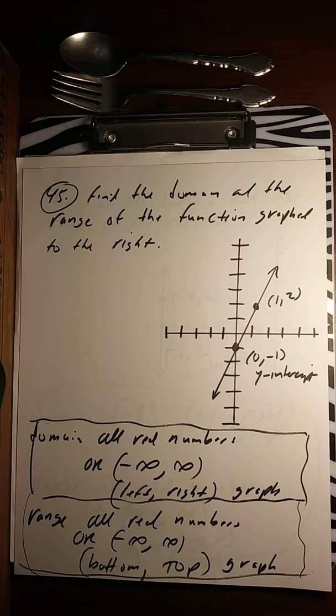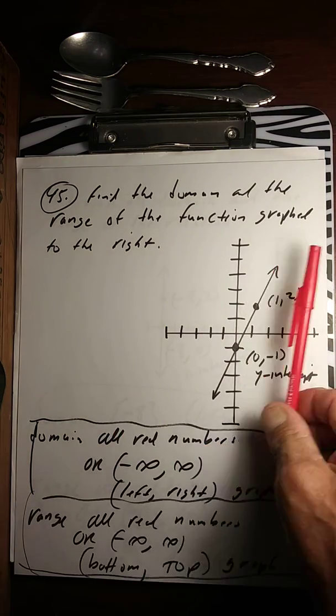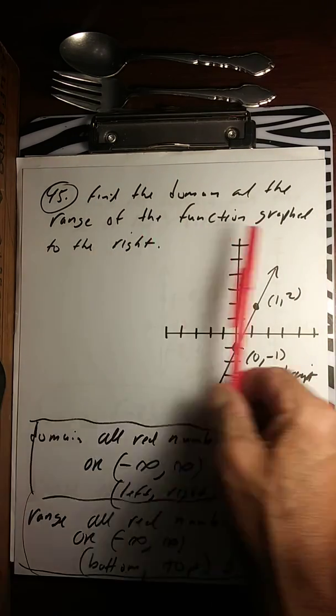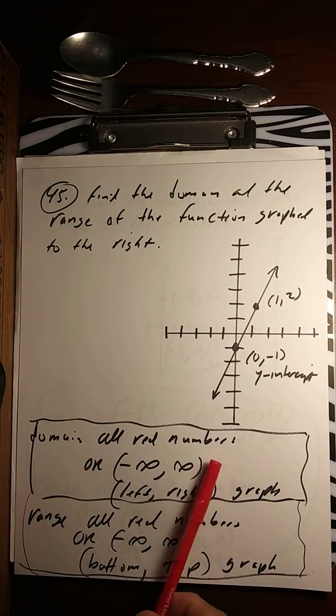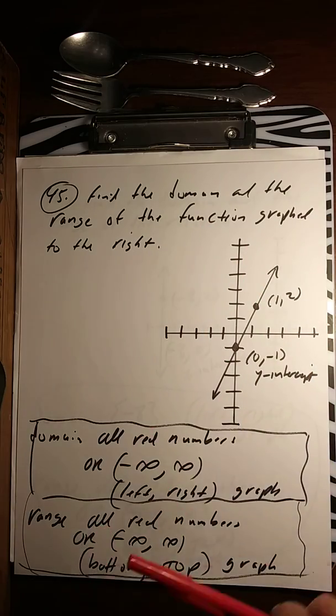Find the domain and range of the function graphed to the right. So domain is all real numbers, and the range is all real numbers. It keeps going. Domain is all real numbers, left and right, and the range, up and down, bottom to top, is also all real numbers.